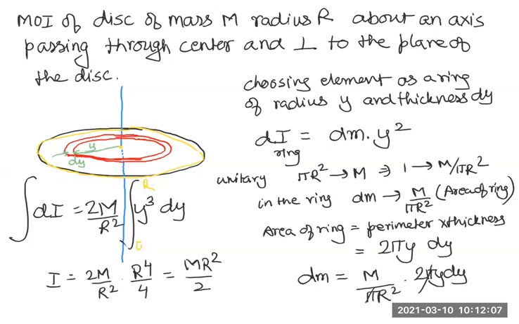This is the moment of inertia of a disk of mass m and radius r about an axis passing through its center and perpendicular to the plane. Please note this down in your copy. Please try to do this yourself once again. If you are not able to do, aapke screen pe hai hai. If you are able to do, there should be no problems.